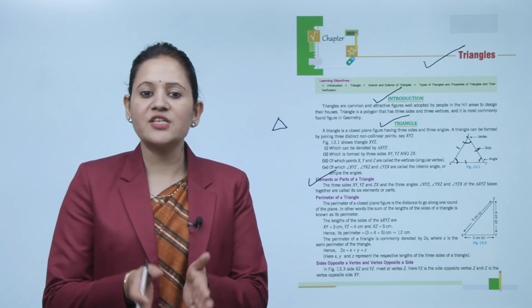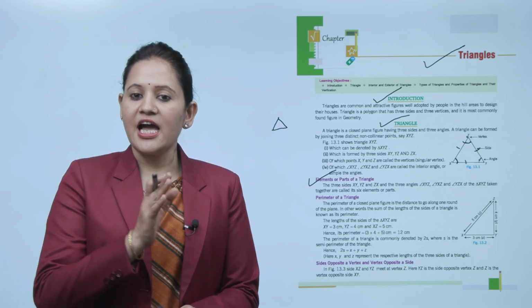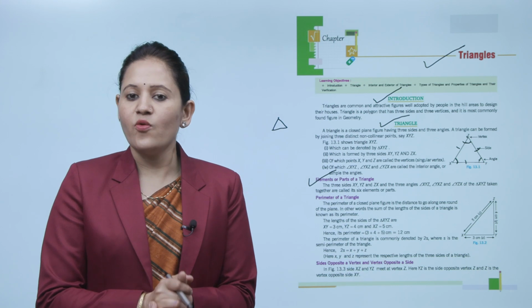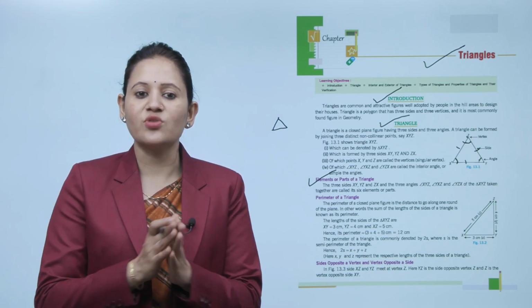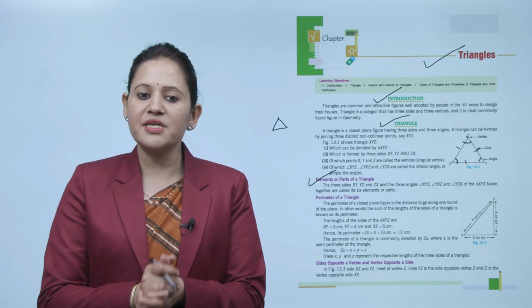The 3 sides XY, YZ and ZX and the 3 angles, angle XYZ, angle YXZ and angle YZX of the triangle XYZ taken together are called its 6 elements or parts. Next is perimeter of triangle.